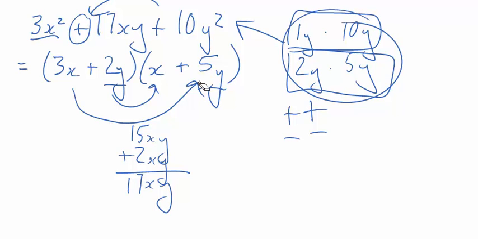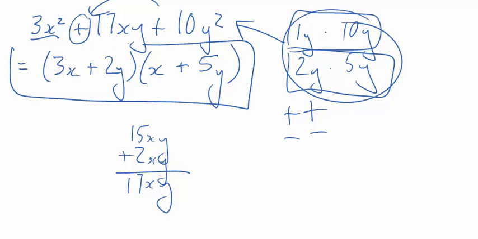Therefore, I can say with great confidence that the factored form of the original polynomial is 3x plus 2y and x plus 5y. Now you notice I didn't check 3x times x because we knew that made 3x squared, and I didn't check 2y times 5y because we knew that made 10y squared. And that's how we do it.